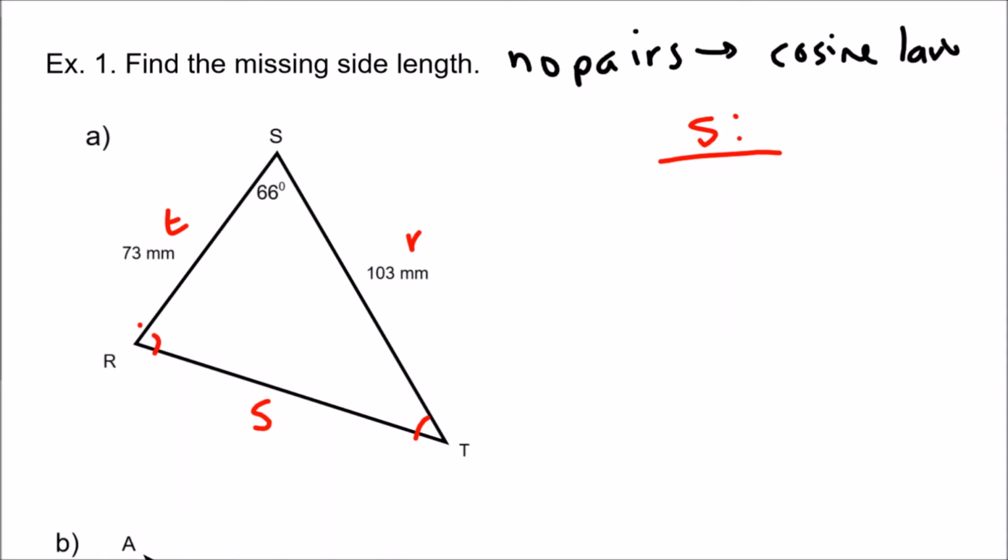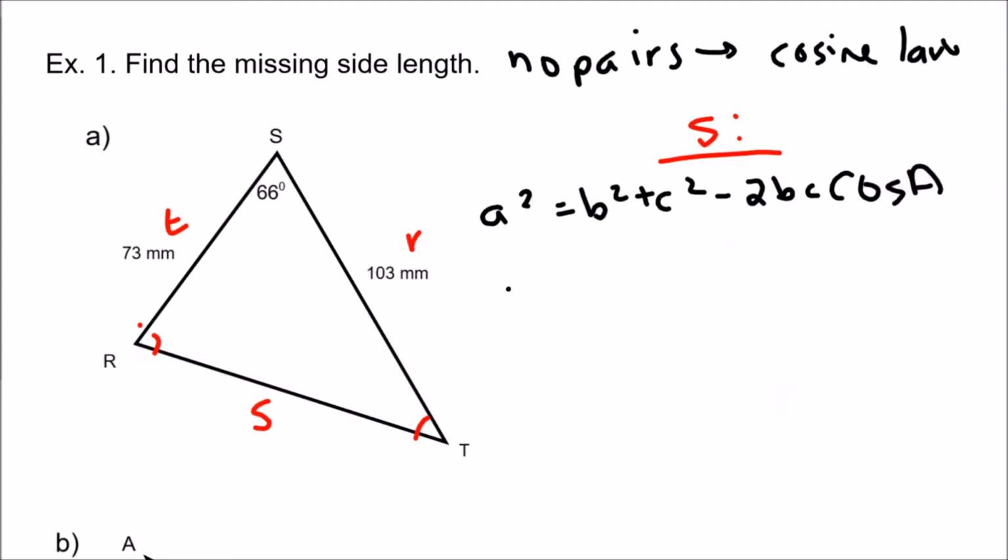So let's start. I'm looking for a side length, so I'm going to use the formula a squared equals b squared plus c squared minus 2bc cosine A, right? Because this is the version of the formula that has a side length mostly isolated. That lowercase a, that a squared at the front, that's what I'm trying to find. Now, I'm actually trying to find s.